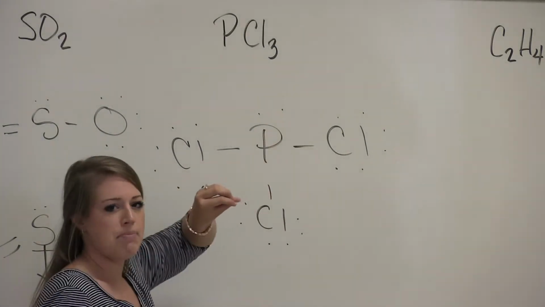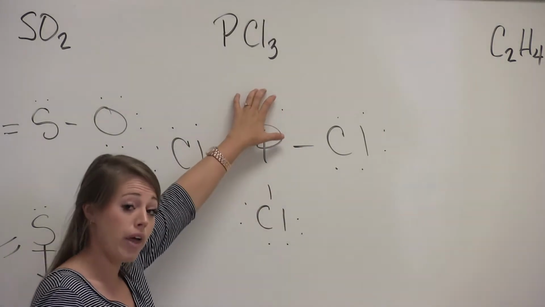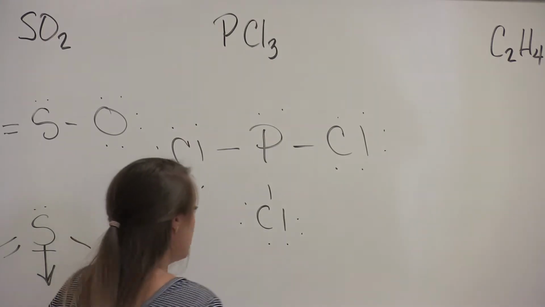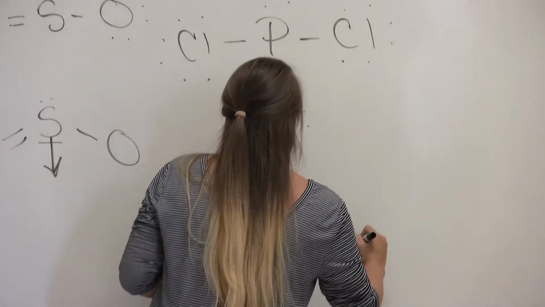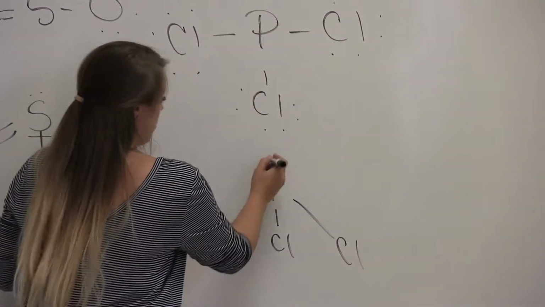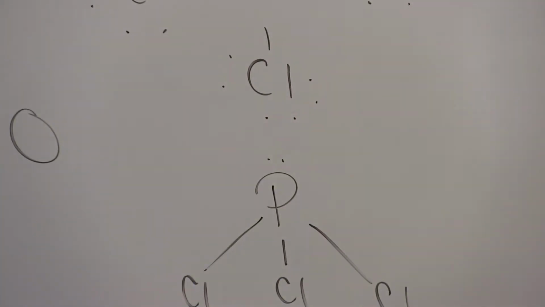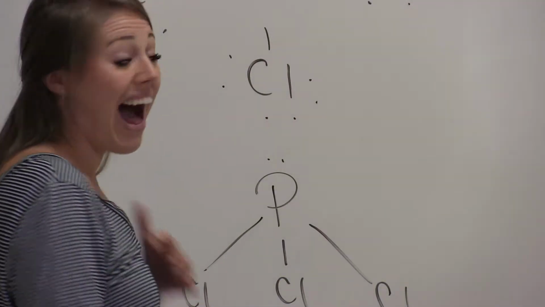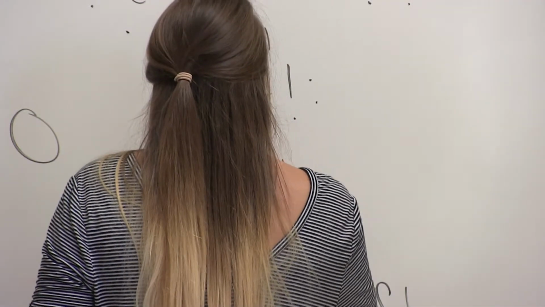But let's look at the shape of the molecule. We've got 1, 2, 3, 4 electron clouds. Out of the 4 electron clouds, we've got one lone pair. So this is going to make it trigonal pyramidal, and we're going to get something that looks like this. Because we've got that lone pair up there, it's going to push the chlorines down. So we're not going to get an even distribution of charge, and we're going to get a dipole occurring.